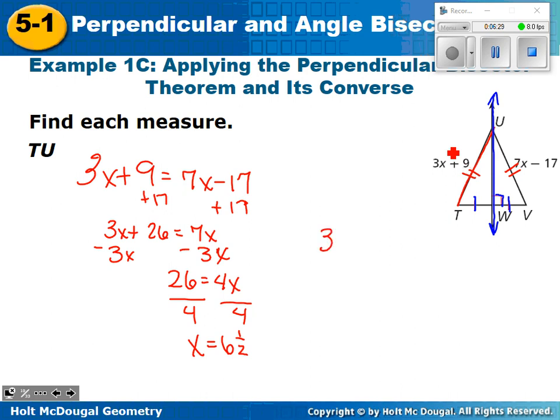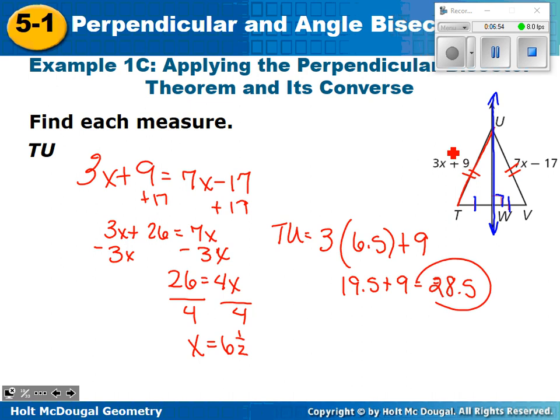So we come over here and do 3 times 6.5 plus 9. What's 3 times 6.5? 19.5. And 19.5 plus 9 is 28.5. Oops, I don't know why I wrote that twice. 28.5. Remember, do not put a line segment above TU. Not when you're giving me the distance.